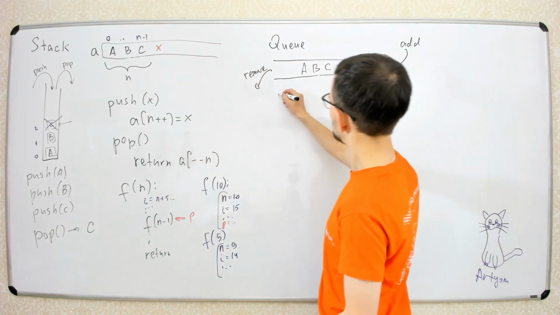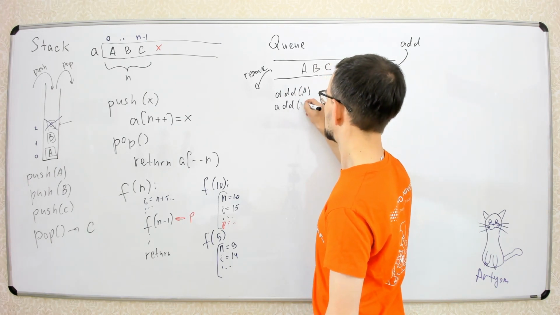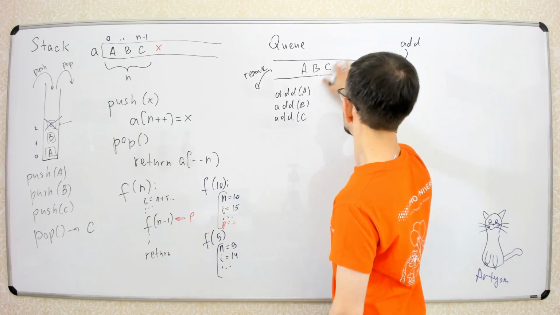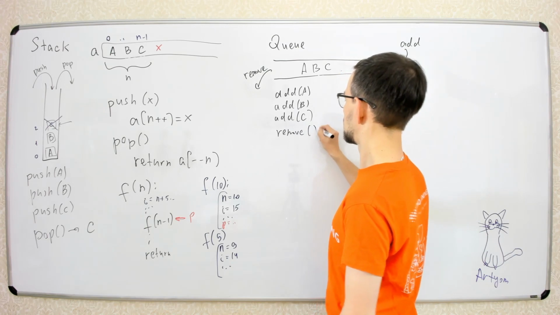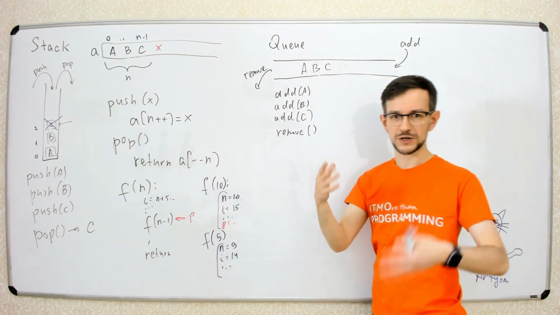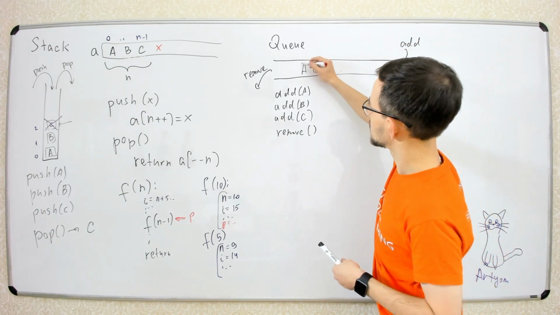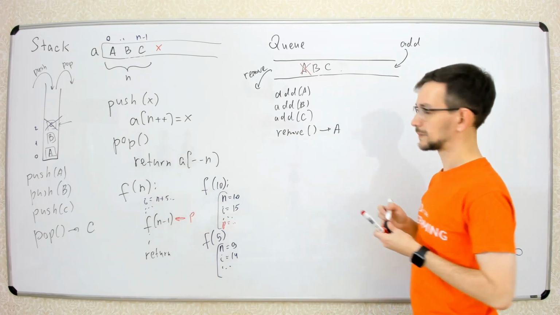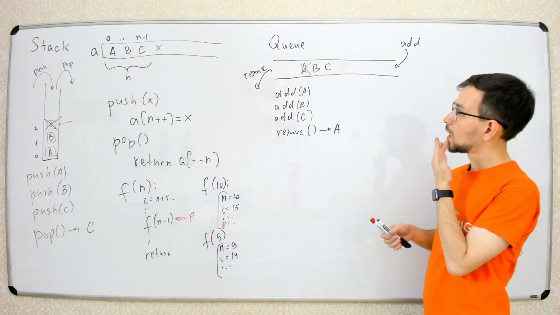And here, for example, you add A, then you add B, then you add C. And then when you remove an element, you remove the first element which you added to the queue. So you will remove this first element A and return this element. That's all.